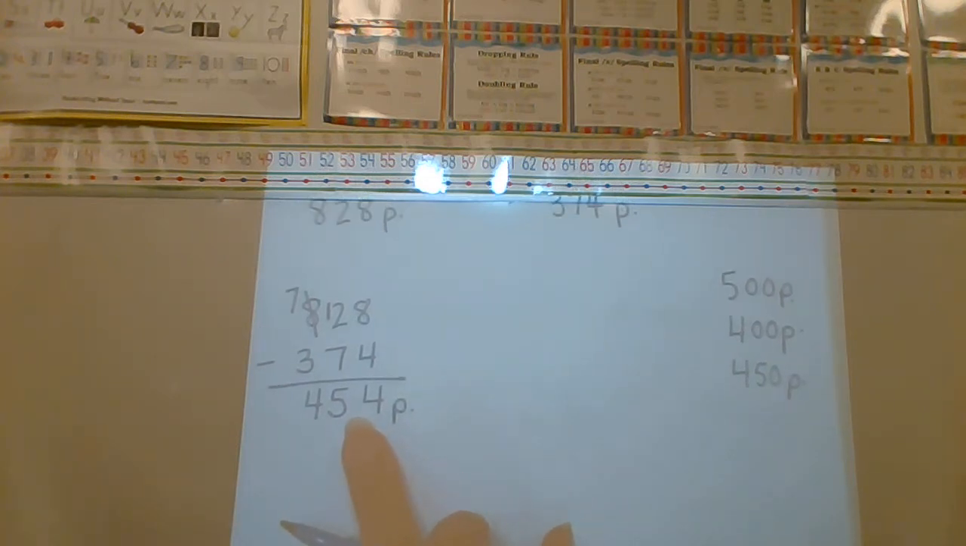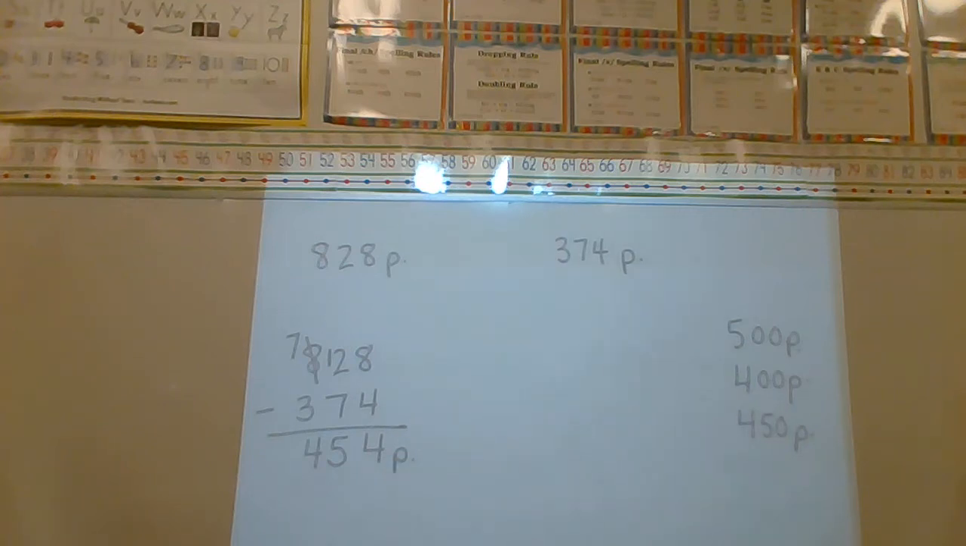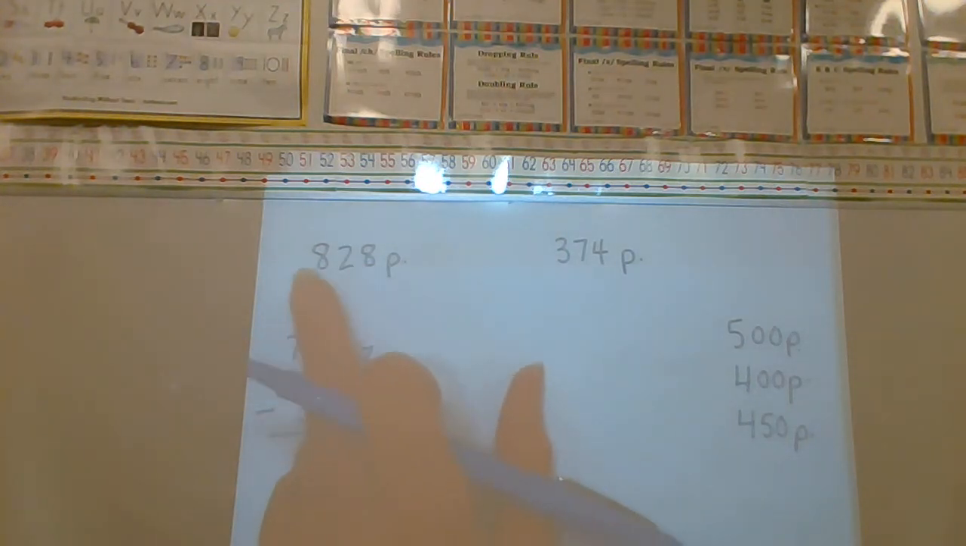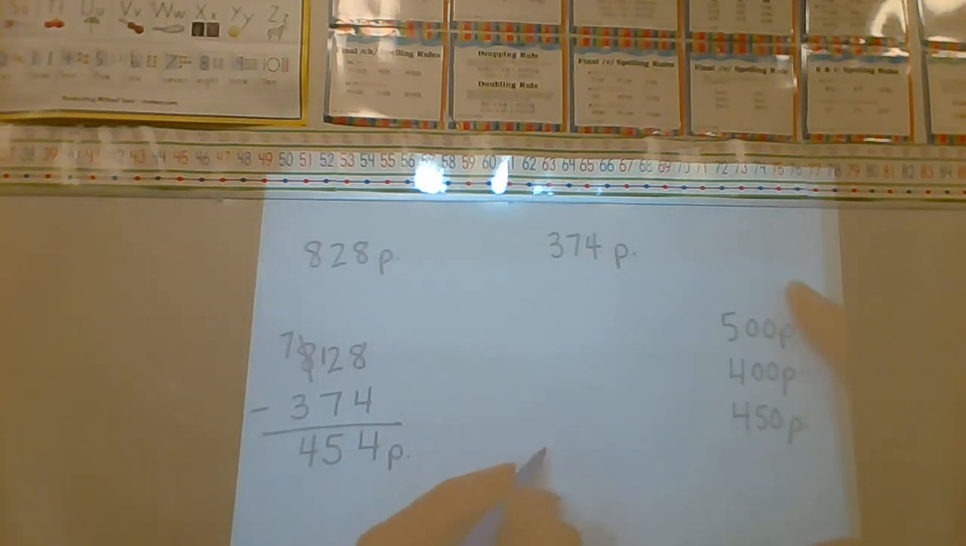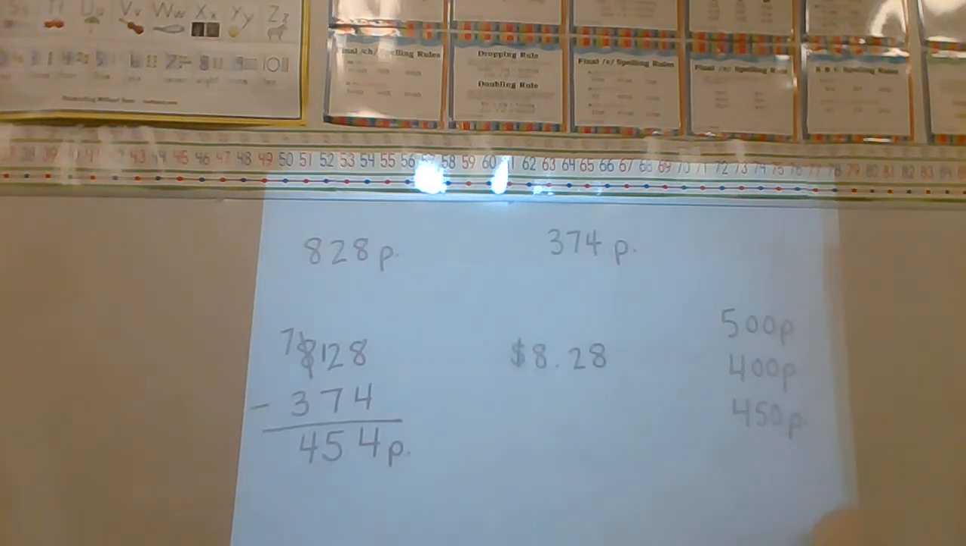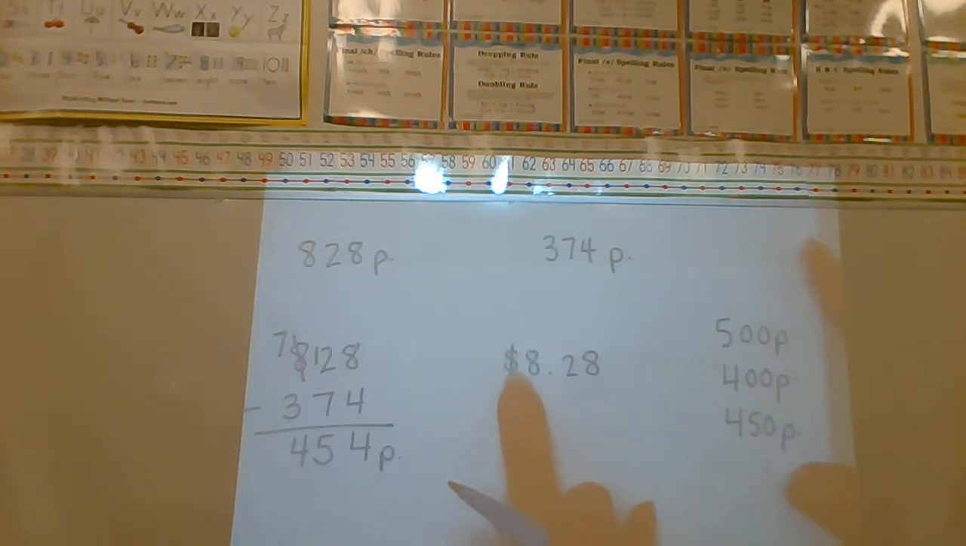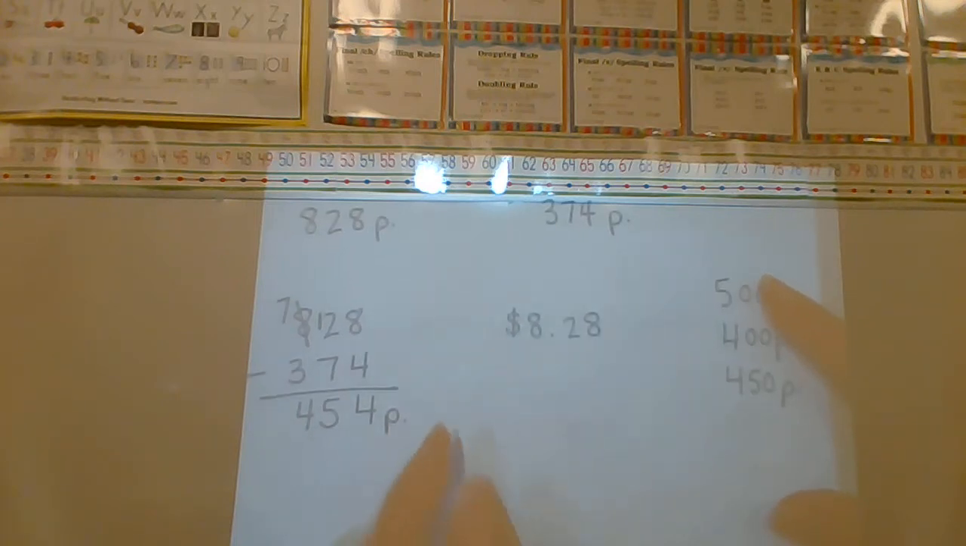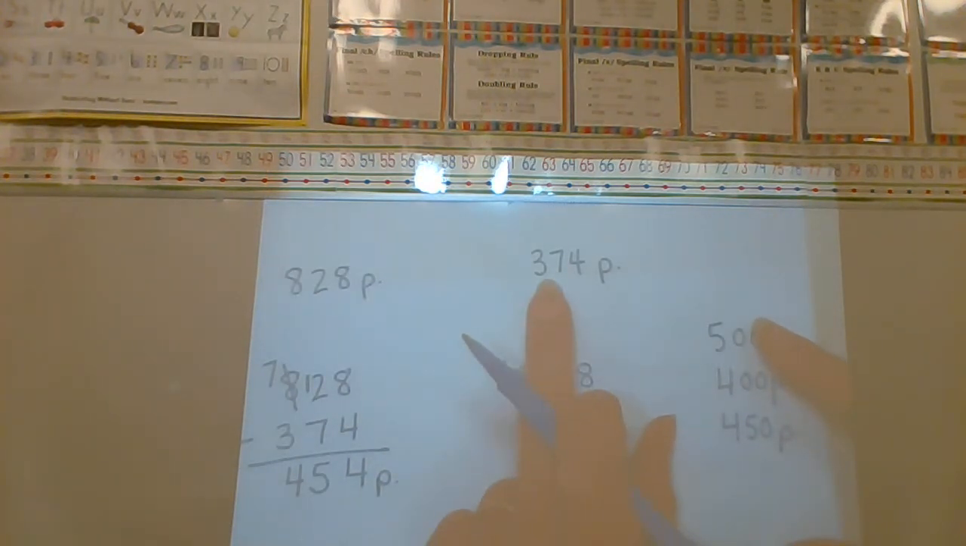Now, 454 pennies, how could we write that as dollars? Let's do it again. 828 pennies. How would we write that with a dollar sign? Dollar sign, 8 decimal 28. So there's $8.28 minus, how would we write 374 pennies? $3.74.